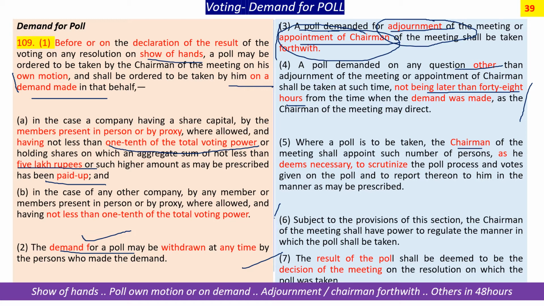And how does the chairman proceed? He will appoint a sufficient number of people as scrutinizers, and he will collect the votes cast through the scrutinizers, and the result of the poll will be declared, and that will be the decision of the meeting. Show of hands leads to poll. Poll has to be held within 48 hours and results declared as the decision of the meeting.